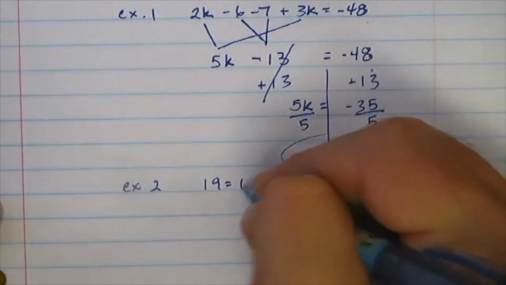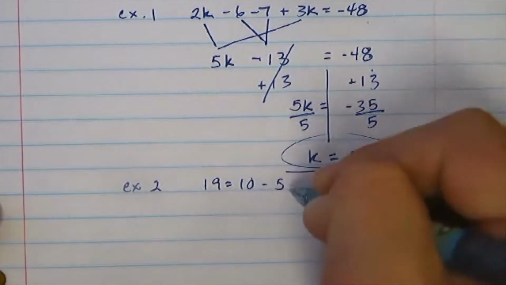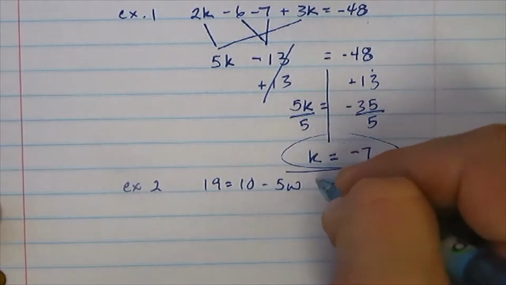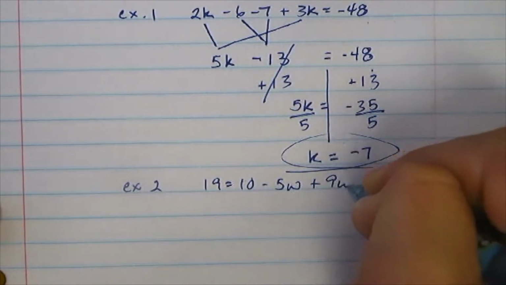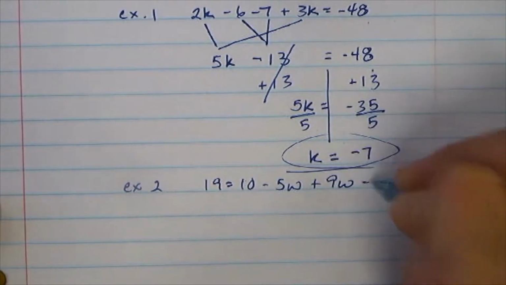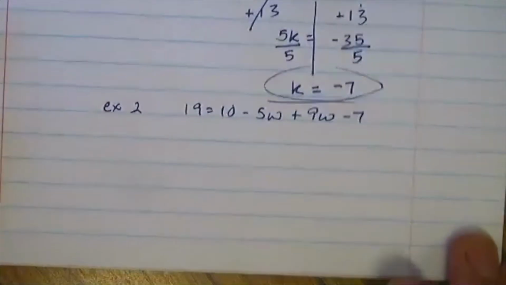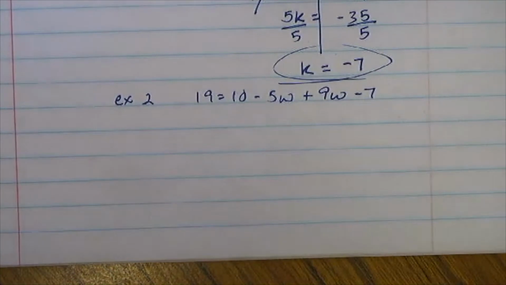Example 2. And for this one, we're going to keep the same left side, and say 10 minus 5W plus 9W minus 7. All right, so there's example number 2. Again, first thing we want to check for is parentheses. Do we see any? And if we do, we can distribute. Again, we'll talk about distributing when we actually have it. But no, we don't have any.